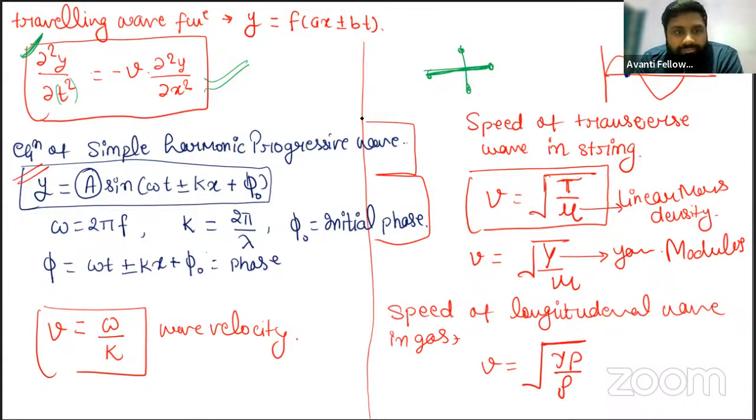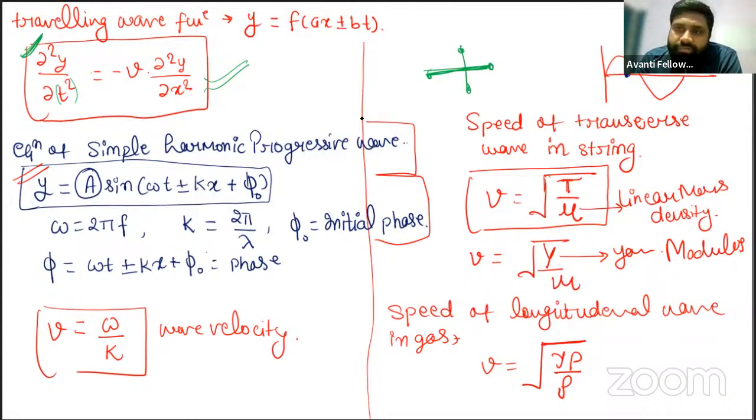Now v is equal to omega by k, the wave velocity. It is the coefficient of time divided by the coefficient of x. Got it? Now, if I talk about the speed of a transverse wave in a string, it is given by v is equal to square root of T upon mu, where T is the tension and mu is the linear mass density.